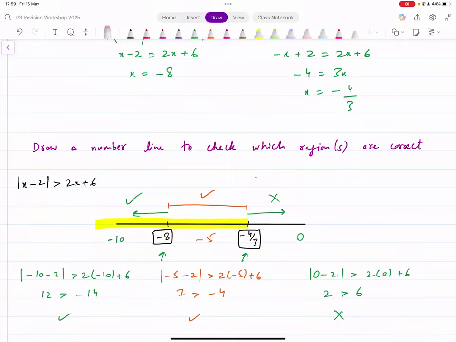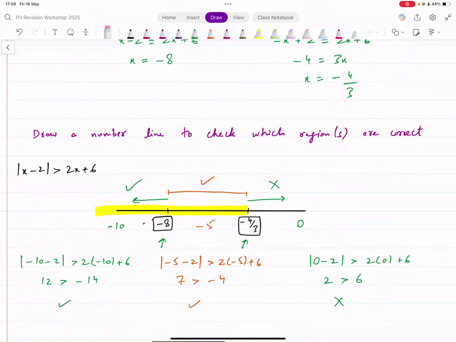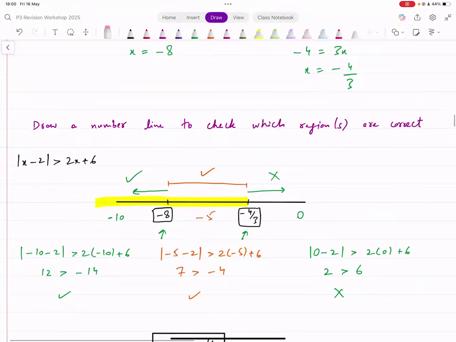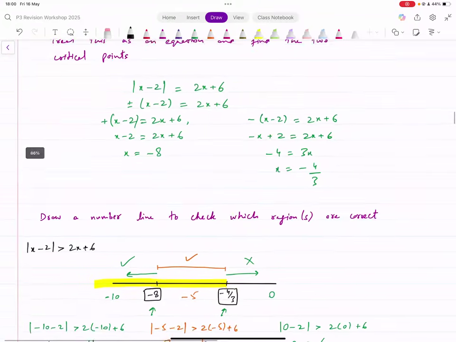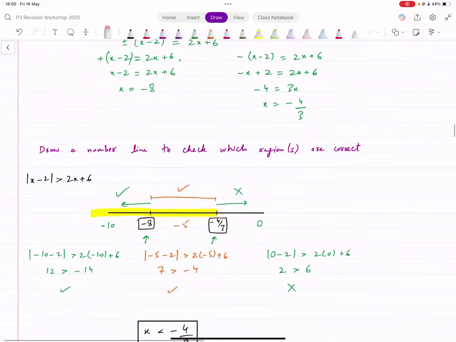Now, what you would do would be, you would take one number in each of these regions and see if that satisfies the inequality or not. So take one number to the left of -8. You can try any number, it does not matter. You can try -10, for instance. Any number in the middle, for example, -5, or any other number, it doesn't matter. And one number on the right side. Input these numbers in the original inequality. What was the inequality? The inequality was this: modulus of x minus 2 is greater than 2x plus 6. Input these numbers there and see which of them satisfy.